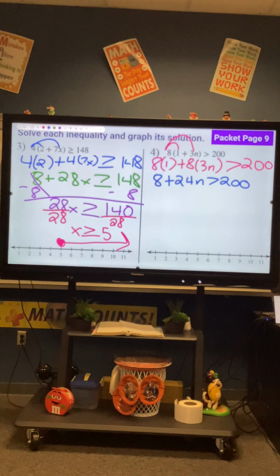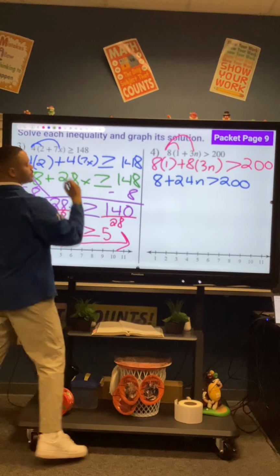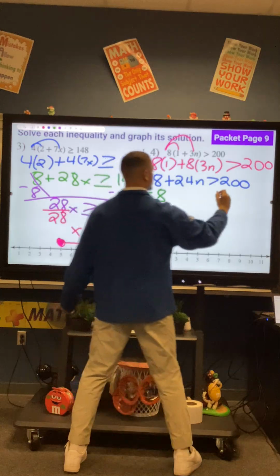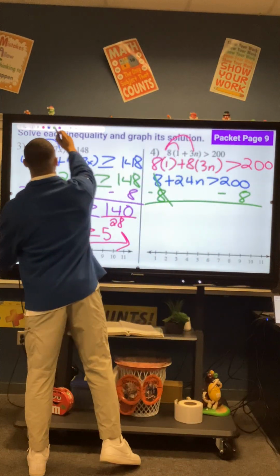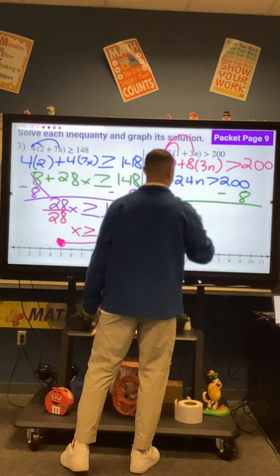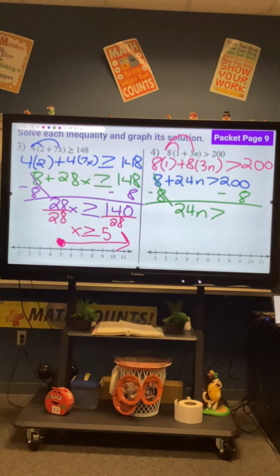So instead of dividing by 8, we're going to subtract it, right? Because that's a positive 8. I like it. First day, she said, throw me in there. That's what I'm talking about. Can't learn if you're not willing to go in the deep end. So what's 200 minus 8?